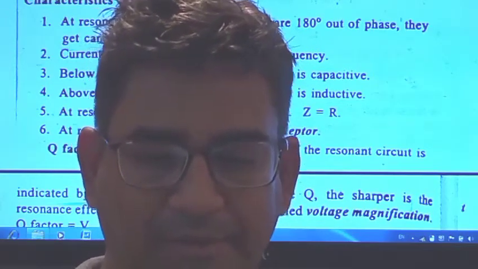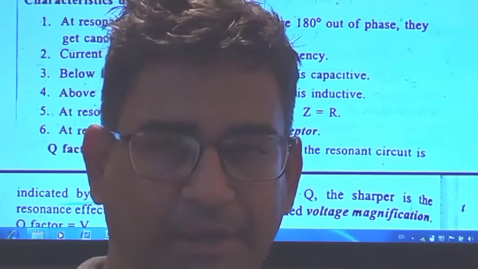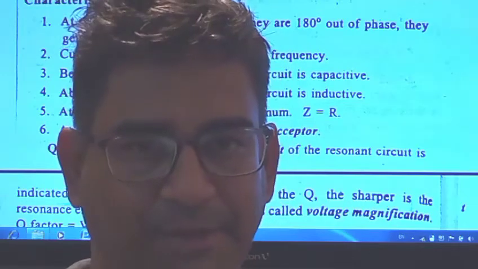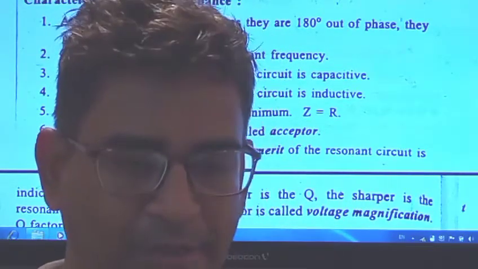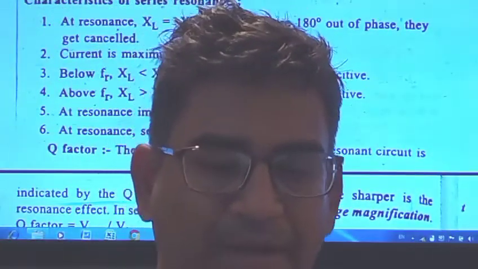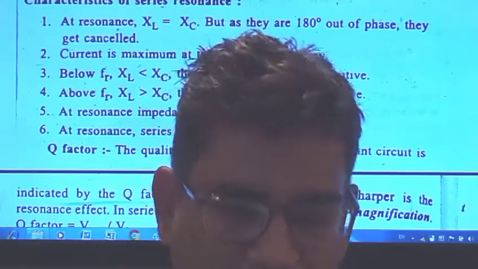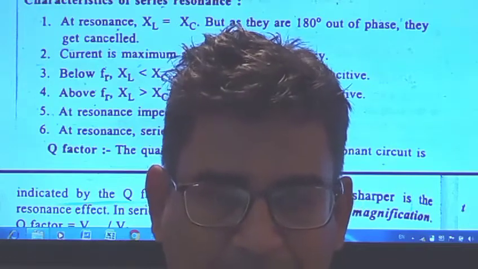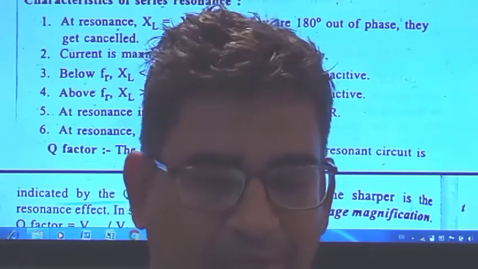Since the circuit is capacitive, above resonance the XL value is greater than XC. Since that circuit is then an inductive circuit, at the resonant frequency the resonant impedance Z is minimum, meaning Z is equal to R. At resonance the circuit is called an acceptor, meaning it accepts all the values, so that circuit is called an acceptor circuit.